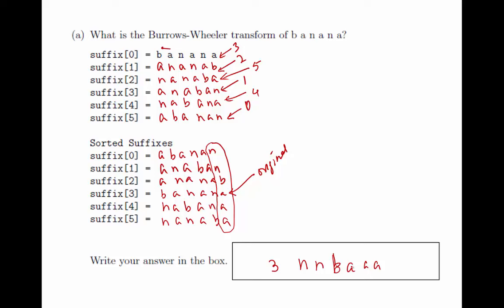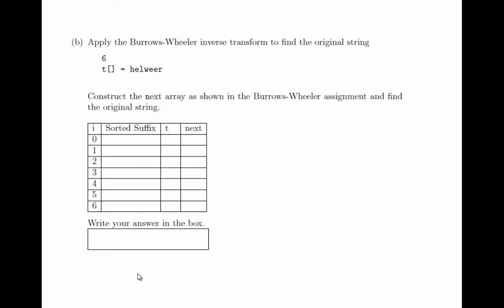So let me rewrite this here. It's N N B A A A. You will see that a lot of the same characters appear together, which is very friendly to the next step in the Burrows-Wheeler compression called the move to front encoding. We'll wait to learn that step, but next we will continue on to the next part of this problem. So now let's think about this problem.